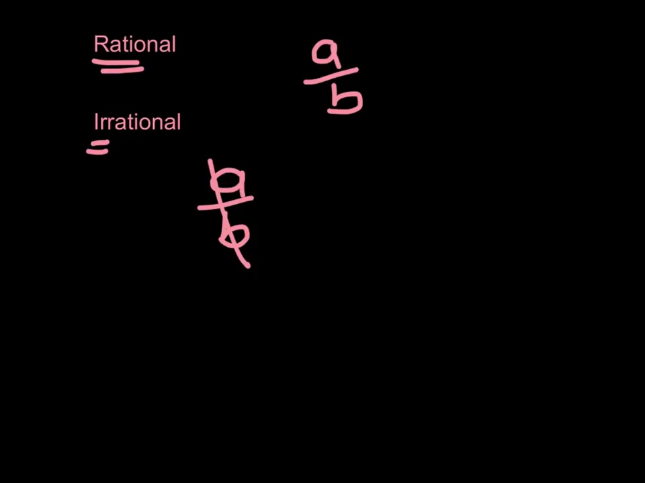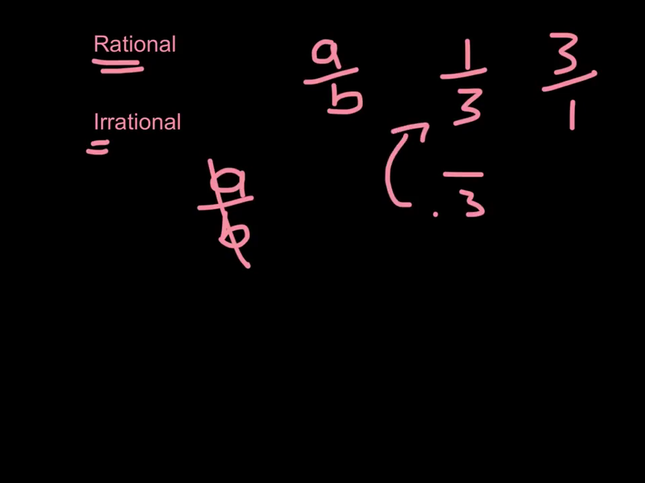Two very large sets of numbers are the rational numbers. Think of ratio, something that can be written like a fraction. And irrational numbers, numbers which cannot be written like a fraction. 1/3 is rational. 3 is rational. It's the same as 3 over 1. Repeaters, 0.3 repeated, is rational because it can be converted into a fraction.